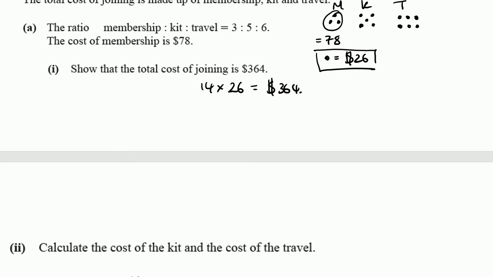Okay, to work out the cost of the kit and the travel, we could use the dots. We know that, for instance, there are 11 dots representing kit and travel. Each dot's worth $26. I could multiply 11 by 26. We also know the cost of membership is $78 and the cost of joining is $364. So a simpler method would be to take the 364 minus the 78, and that would give us the rest, the kit and the travel. So 364 minus 78 gives us $286.